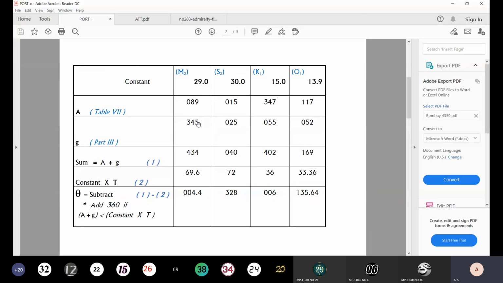Just add them. Add A plus G and write down the sum here, which is also known as 1 in bracket. That means this is the first, this is the second. Now that 1 minus 2 has to be written here.